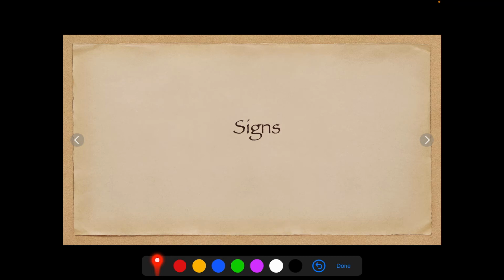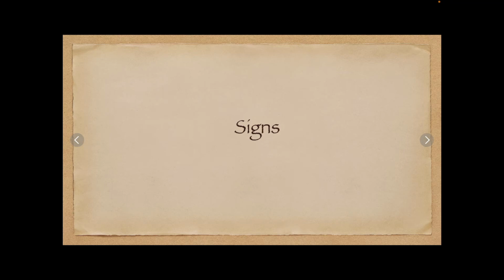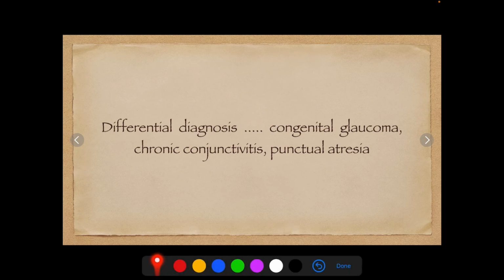Usually this condition is easy to diagnose, but there are a few differential diagnoses of this condition, that is, we have to differentiate it from certain pediatric conditions. One of the most important is congenital glaucoma. Congenital glaucoma presents with the triad of photophobia, watering of eyes, and spasm of the eyelids.